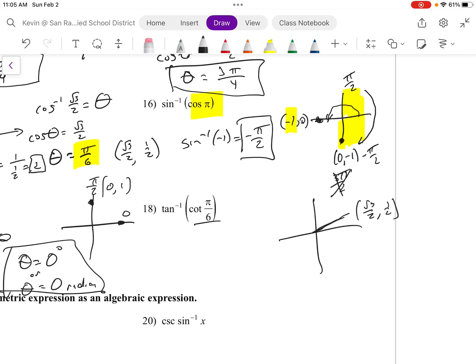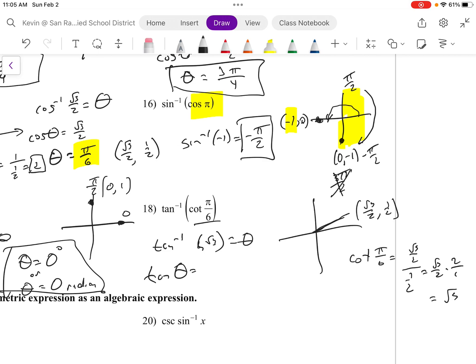And then cotangent of pi over 6. This is root 3 over 2, 1/2. So cotangent of pi over 6 would be x over y, root 3 over 2 over 1/2. So root 3 over 2 times 2 over 1 equals root 3. So now we're going to say, okay, arc tangent of root 3 equals theta. So tangent of what angle is root 3?